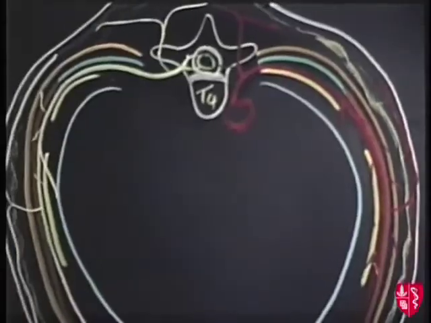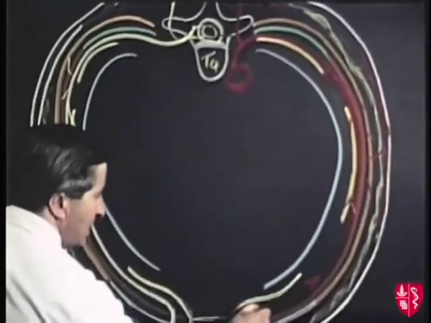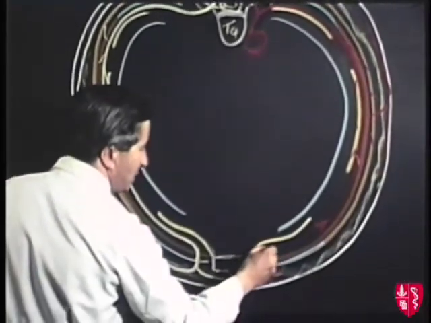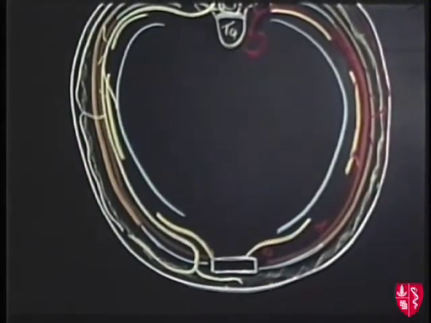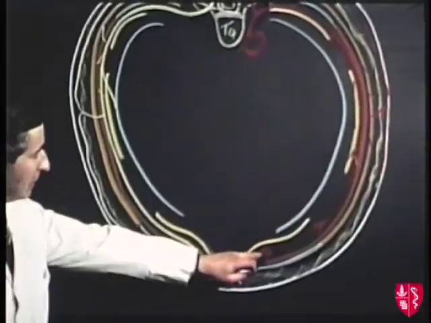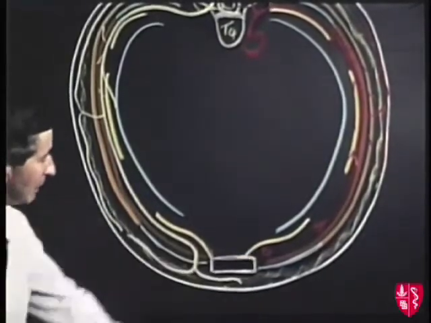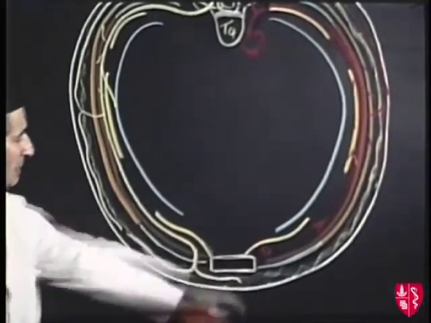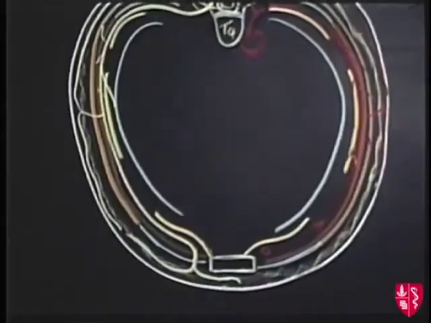Now, situated in front, just a finger's breadth lateral to the margin of the sternum, is the internal thoracic artery. Now, this artery is a branch of the first part of the subclavian artery, and it descends behind the costal cartilages, a finger's breadth lateral to the sternum. And it ends in the sixth intercostal space by dividing into the musculophrenic artery and the superior epigastric artery.